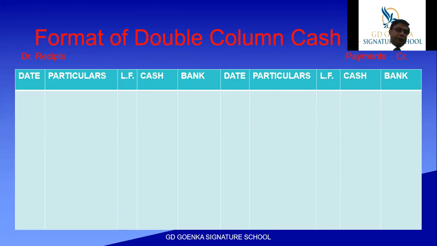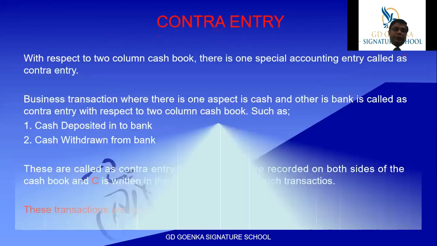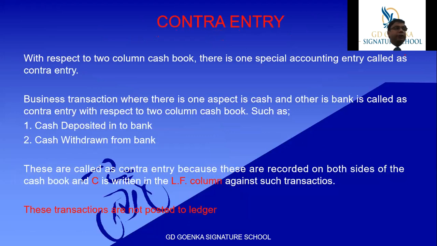There are two special types of transactions which we need to understand before we proceed to the preparation of the double column cash book. The first transaction in this regard, on your screen, is the contra entry. With respect to the two column cash book, an entry is called a contra entry when one part of the transaction is cash and another part of the transaction is bank. Two such types of transactions are on your screen. These are cash deposited into the bank or cash withdrawn from the bank.